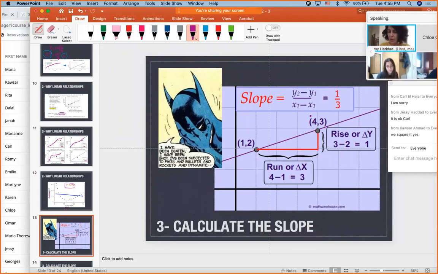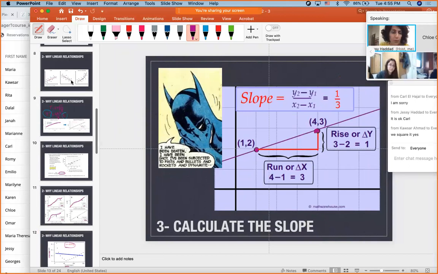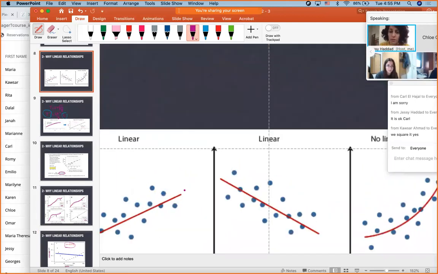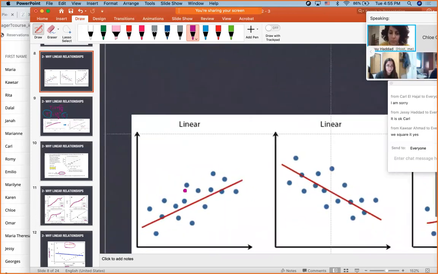You do rise over run, or y2 minus y1 over x2 minus x1. Please do not do this anymore. We only do this if we have 2 points on the line, right? However, if you are given points like these, none of the points are on the line. And to be honest, you don't know where the line is.